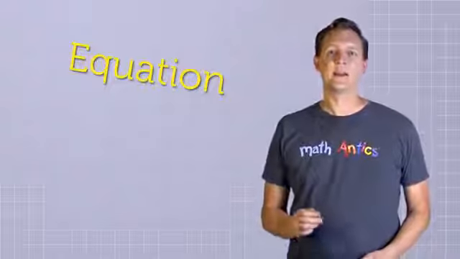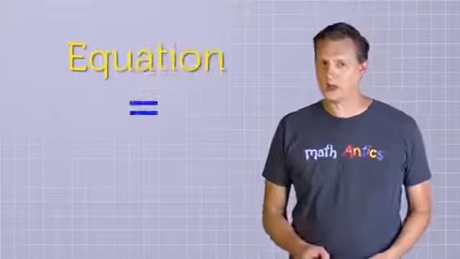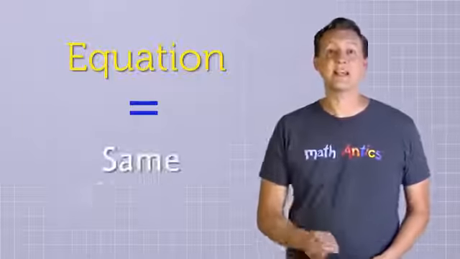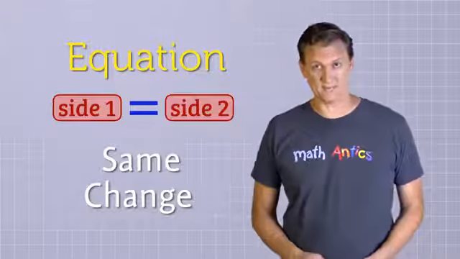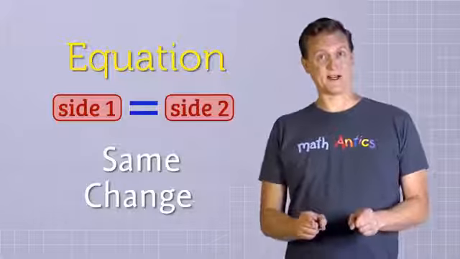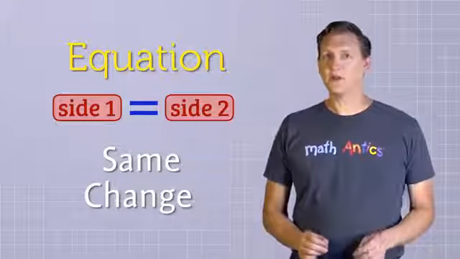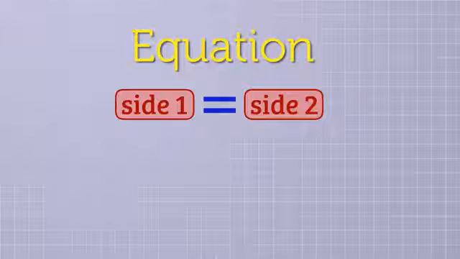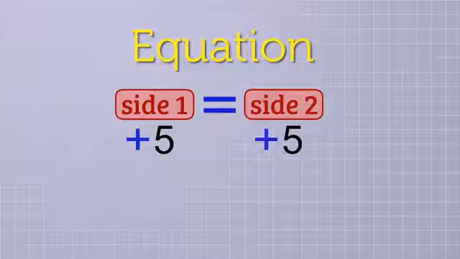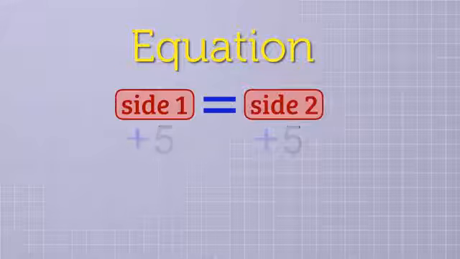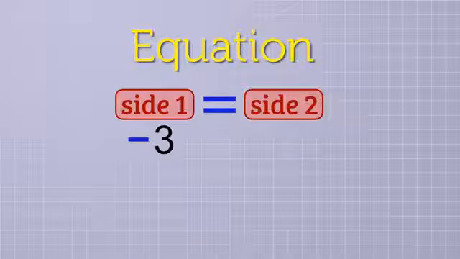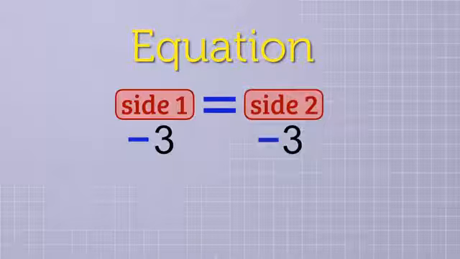The key is that whenever we make a change to an equation, we have to make the exact same change on both sides. That's so important, I'll say it again. Whenever we do something to an equation, we have to do the same thing to both sides. For example, if we want to add something to one side of an equation, we have to add that same thing to the other side. And if we want to subtract something from one side of an equation, then we have to subtract that same thing from the other side.